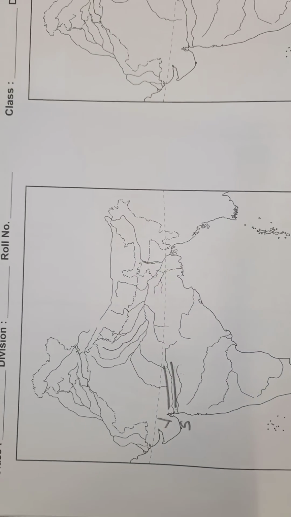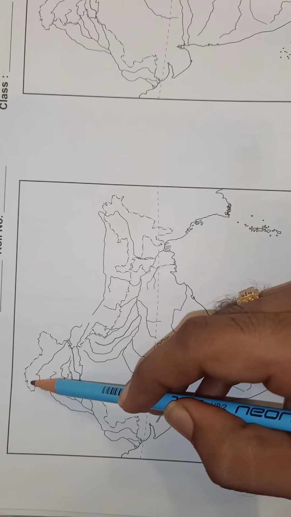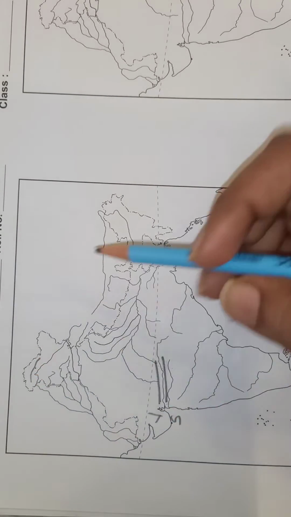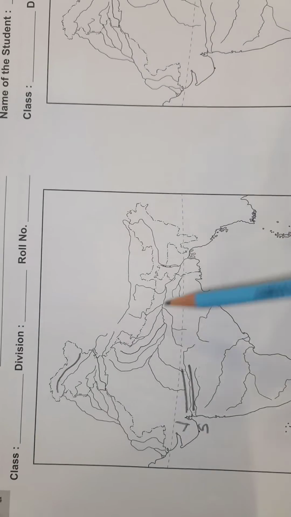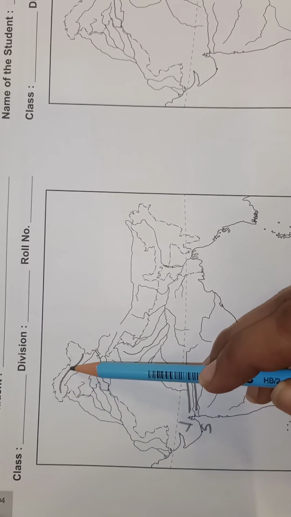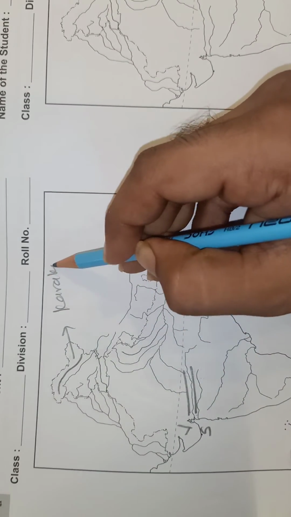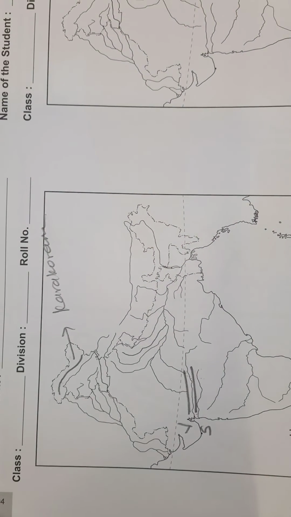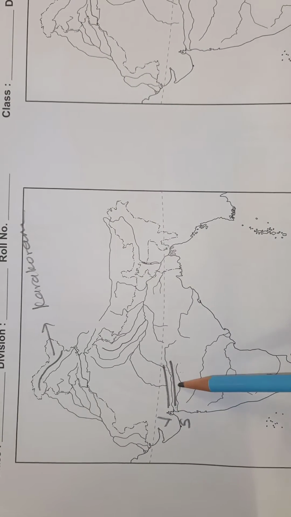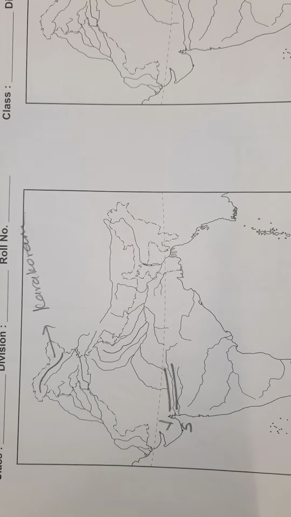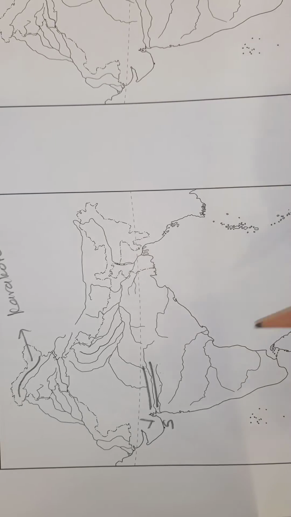In northern India there is the Karakoram range. It is also a mountain. You just have to take a curve over here. This is the Karakoram ranges. It is a mountain. Okay, so these three things we have marked: Vindhyas, Satpuras and the Karakoram range. So the next mountain which we will be marking is the Himalayas.